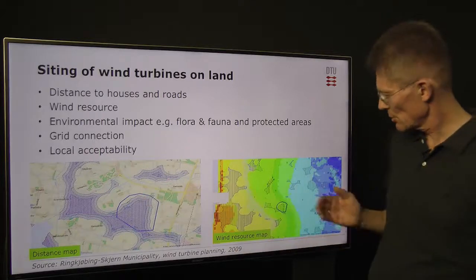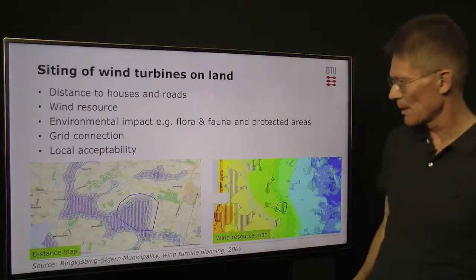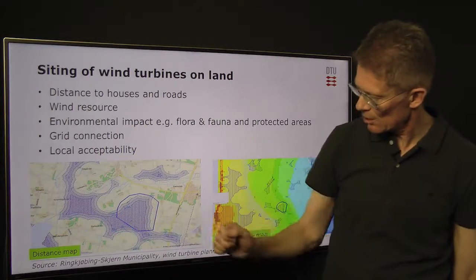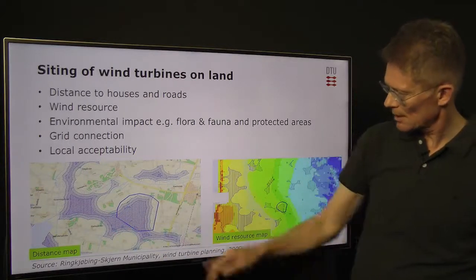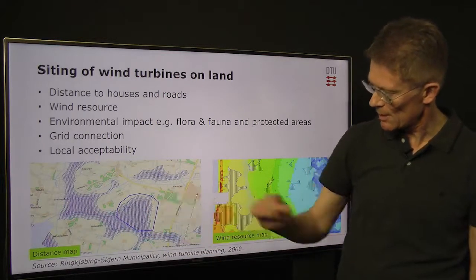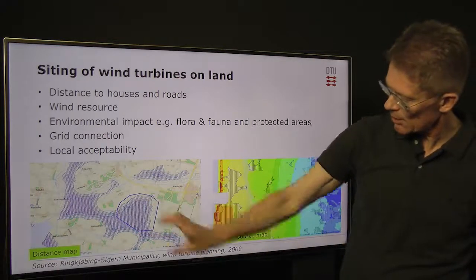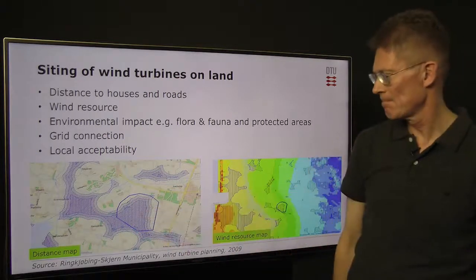I have brought two illustrations of that, a distance map and a wind resource map here. The distance map is showing where we can put wind turbines depending on whether the wind turbines are 150 meters, 125 or 100 meters total height. And the taller the turbines, the smaller the area.